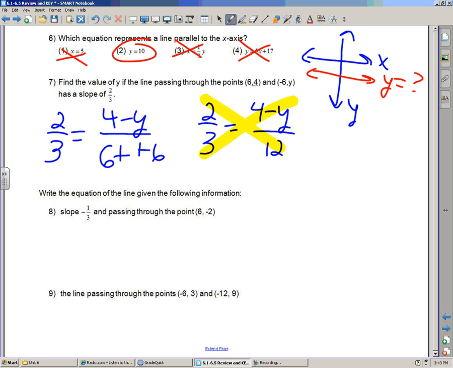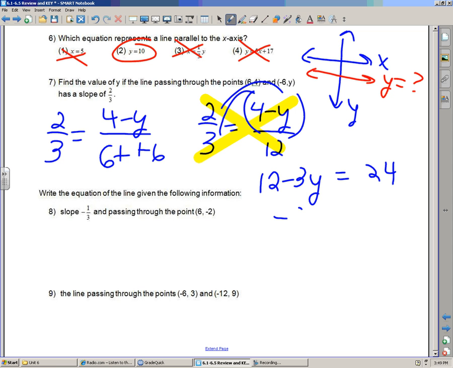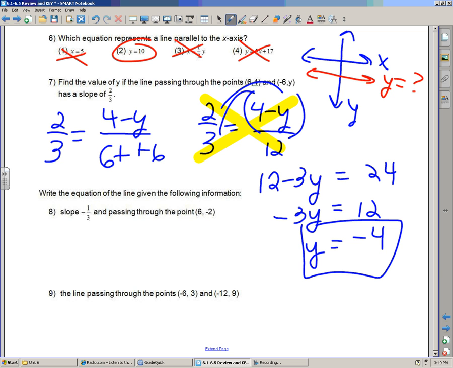Proportions are best solved by cross multiplication. So what then happens is 3 times 4 minus y becomes 12 minus 3y. Remember, I'm distributing when I'm going through, equal to 24. If I subtract 12 on both sides, I get negative 3y equals 12. If I divide both sides by negative 3, you get y to be negative 4. So the value of y then is negative 4.